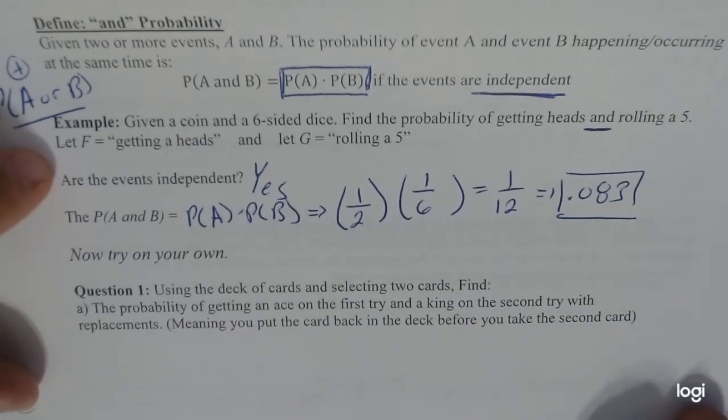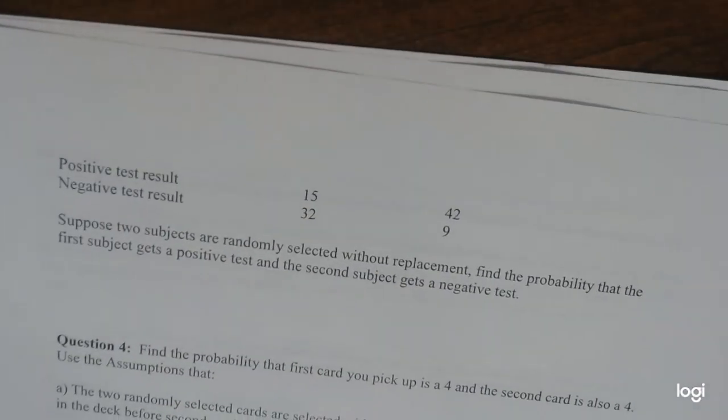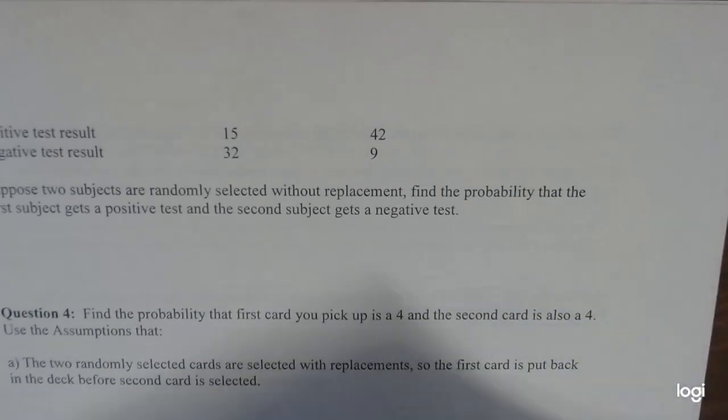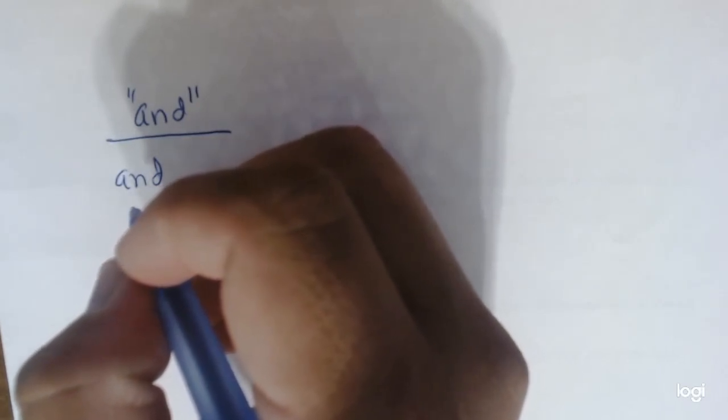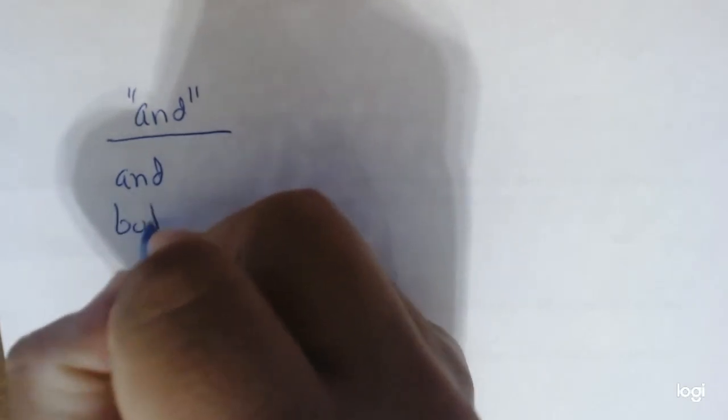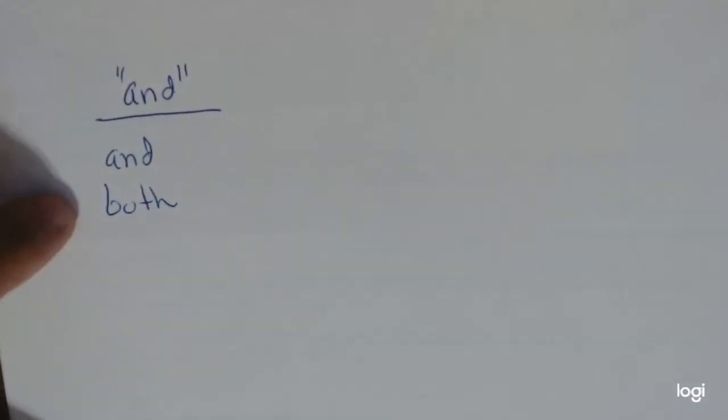Now, when it comes to the and, before we go any further, there are a couple of things I do want to go over. The first thing is that the word and doesn't always have to appear. When it comes to the and probability, I don't have to say just and. Obviously I can say this and this happening. Another way to write and is any deviations of that. For example, both means using the and rule.